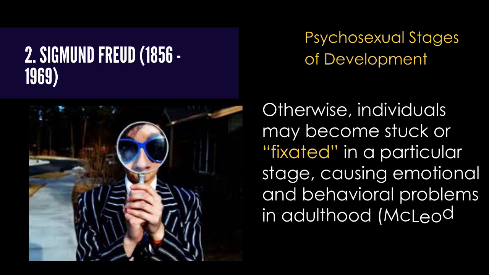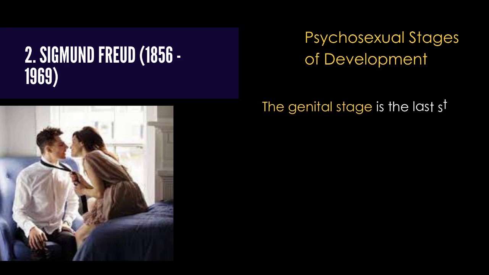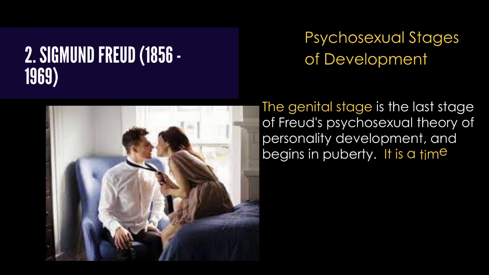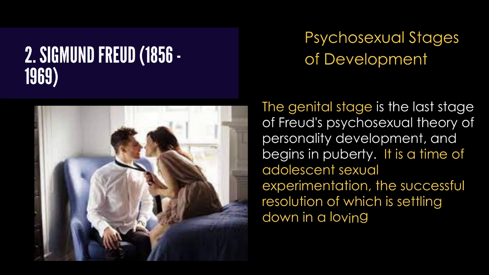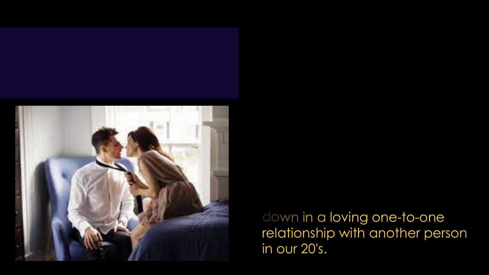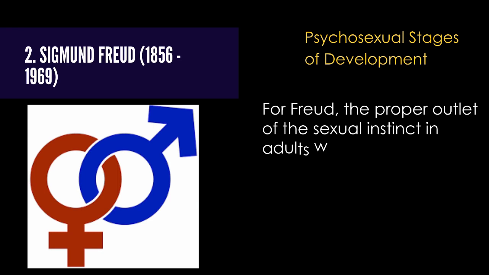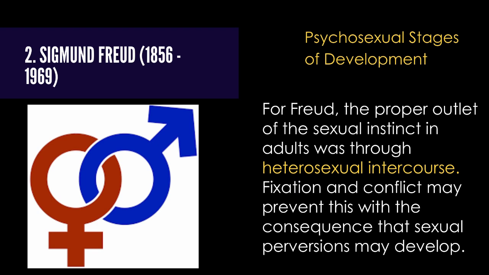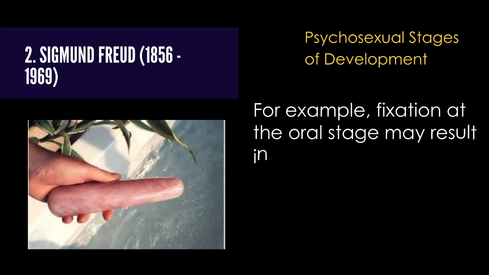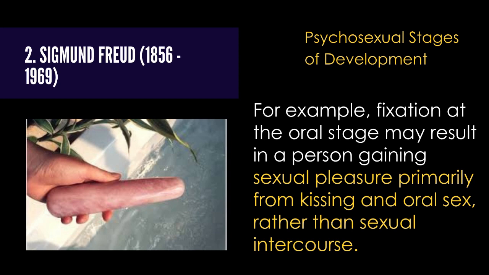The genital stage is the last stage of Freud's psychosexual theory of personality development, and begins in puberty. It is a time of adolescent sexual experimentation, the successful resolution of which is settling down in a loving one-to-one relationship with another person in our 20s. Sexual instinct is directed to heterosexual pleasure, rather than self-pleasure like during the phallic stage. For Freud, the proper outlet of the sexual instinct in adults was through heterosexual intercourse. Fixation and conflict may prevent this, with the consequence that sexual perversions may develop. For example, fixation at the oral stage may result in a person gaining sexual pleasure primarily from kissing and oral sex, rather than sexual intercourse.